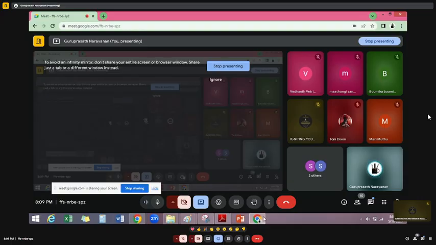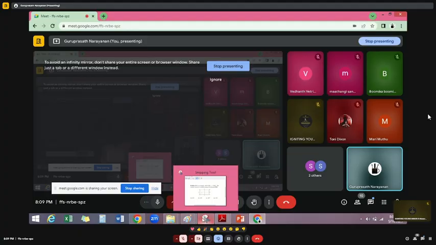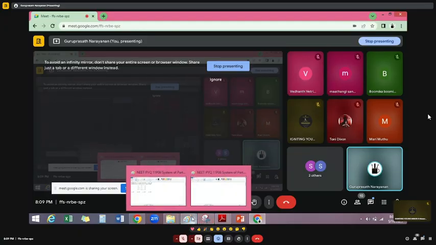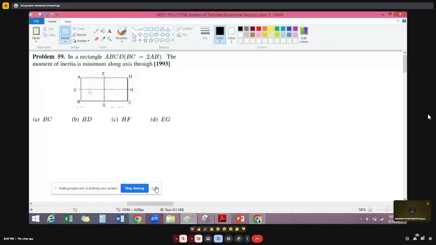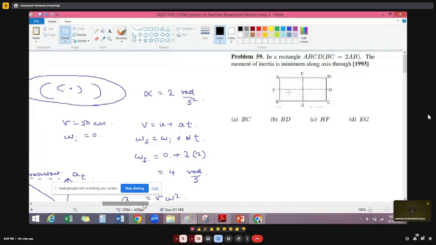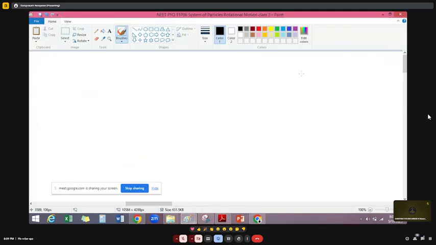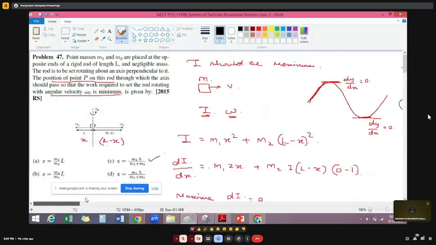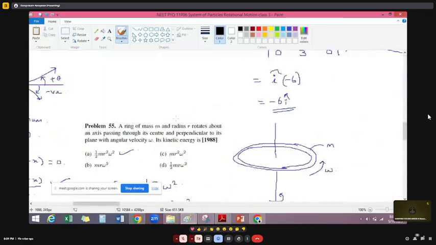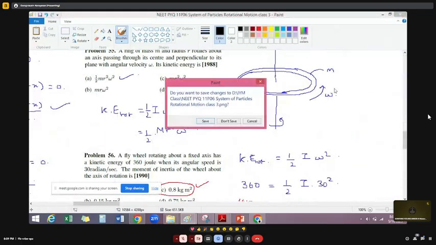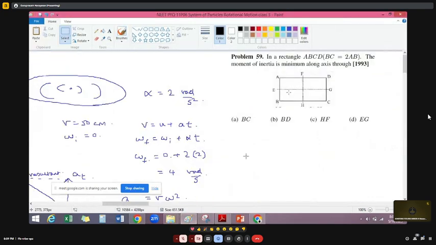Okay, so let me start this again. System of particles. I think I opened it 2 times. Okay.